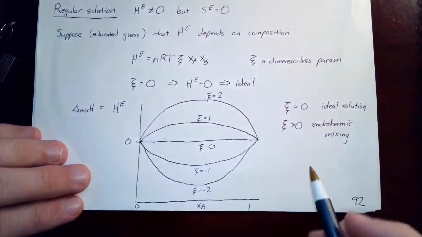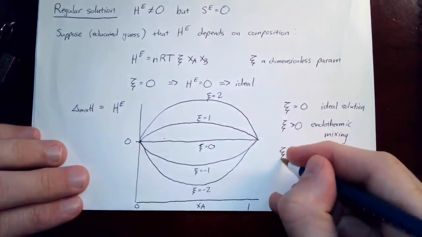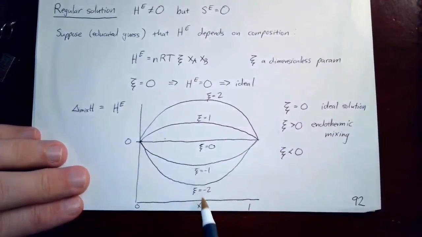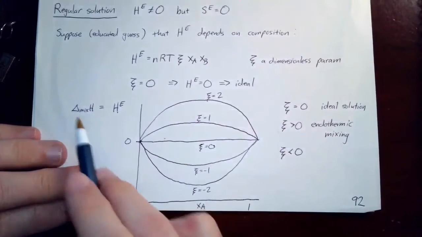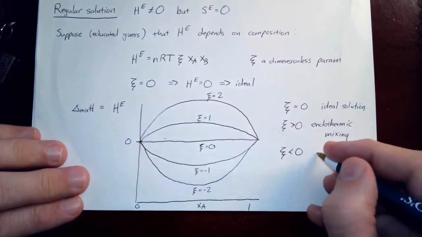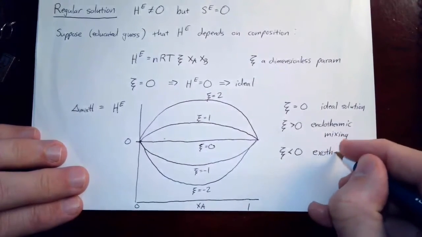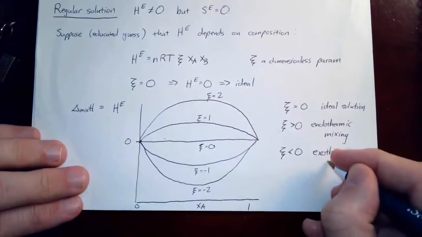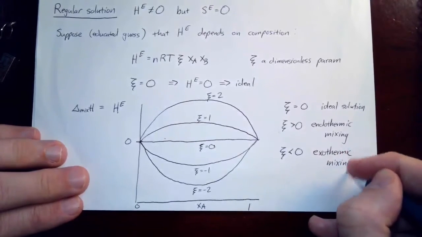And by the same logic, if C is less than 0, negative, you see that delta mix of enthalpy is negative, and so that implies exothermic mixing. Okay, so now let's take a look at the Gibbs energy of mixing for these non-ideal solutions, these regular solutions, as we call them.